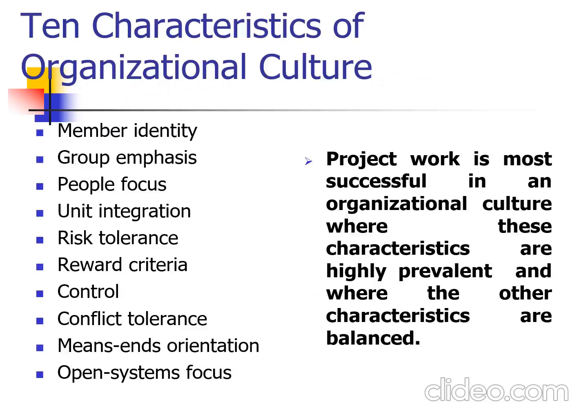So, what are the characteristics of organization culture? We have member identity, whereby each member has to be identified. Then we have group emphasis, people focus, unit integration, risk tolerance, reward criteria, control, conflict tolerance, then means-ends orientation, and open systems focus. So these are the top organization culture characteristics.